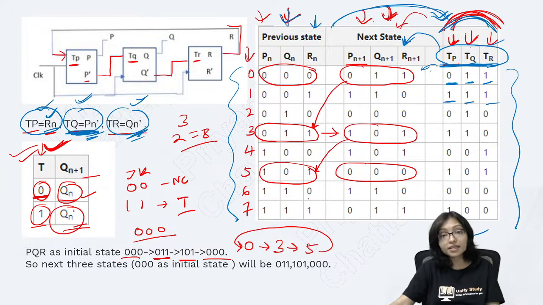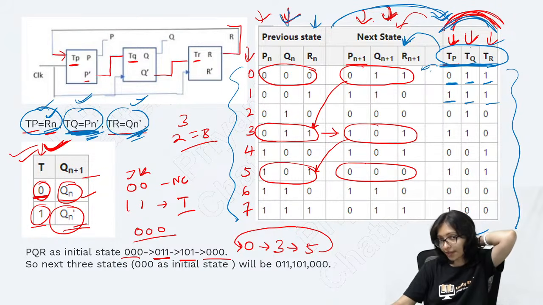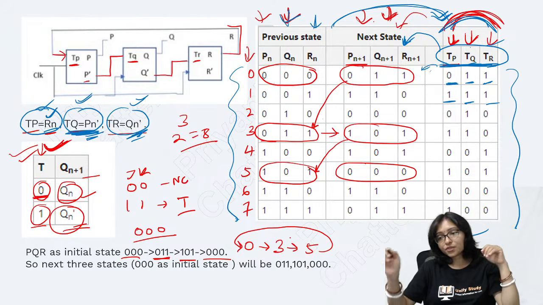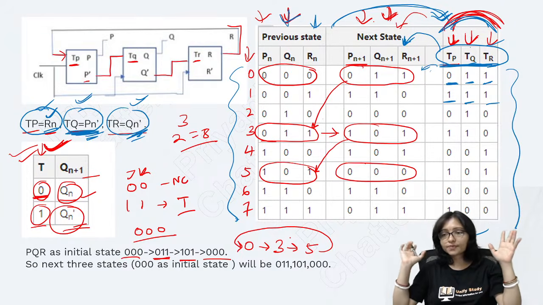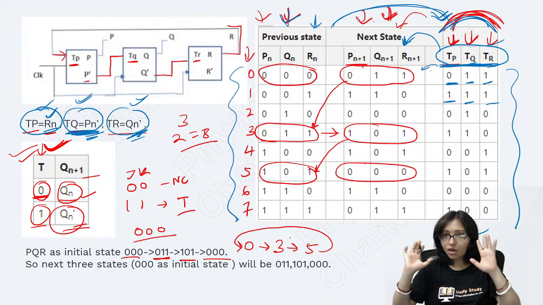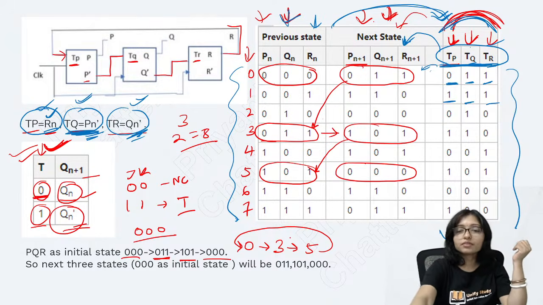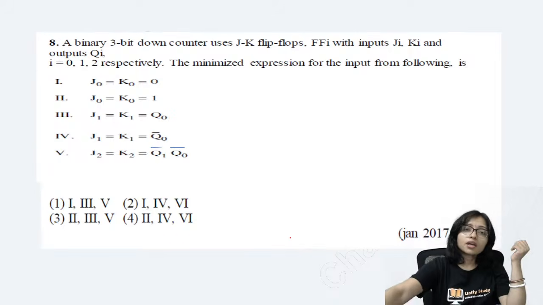This is the way it is working, right? 0, 3, 5, 0, 3, 5. Always the counter will work like that. This is the sequence of the counter. Got it? How to get the counter? Is this clear to everyone? I hope so. It's clear. Yes, this is the way you have to solve the counter question.